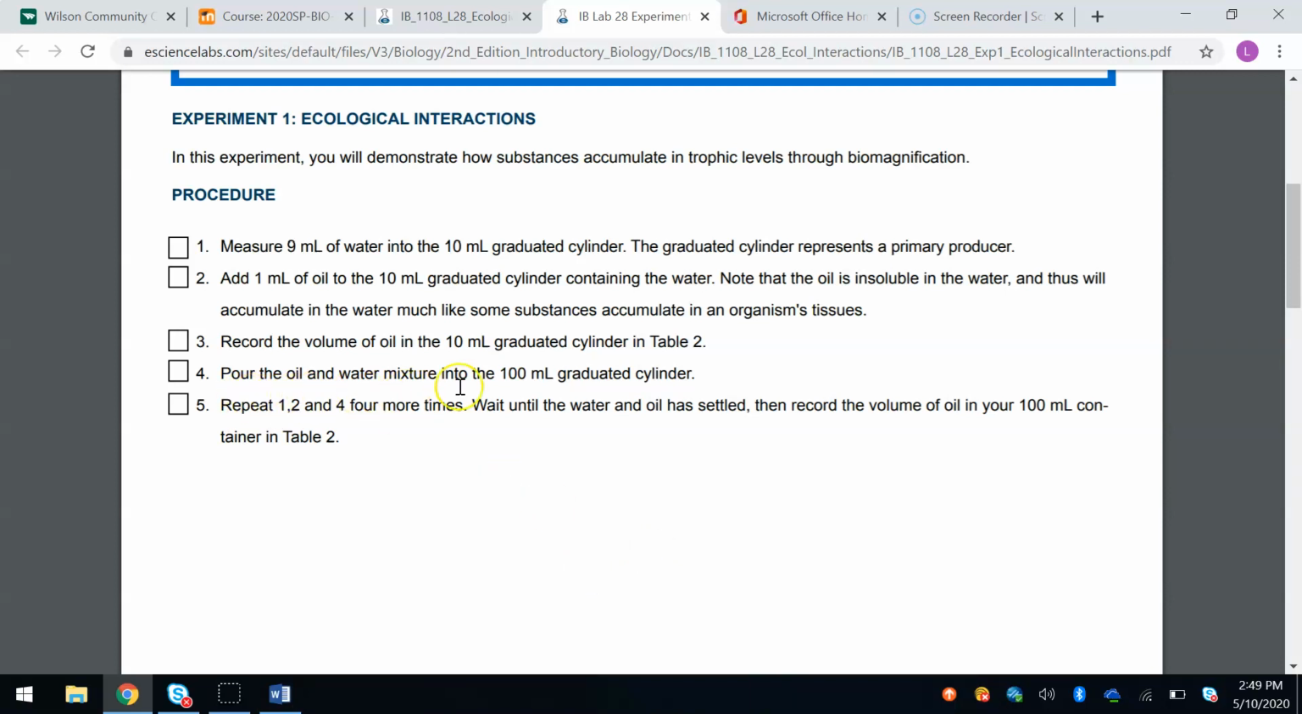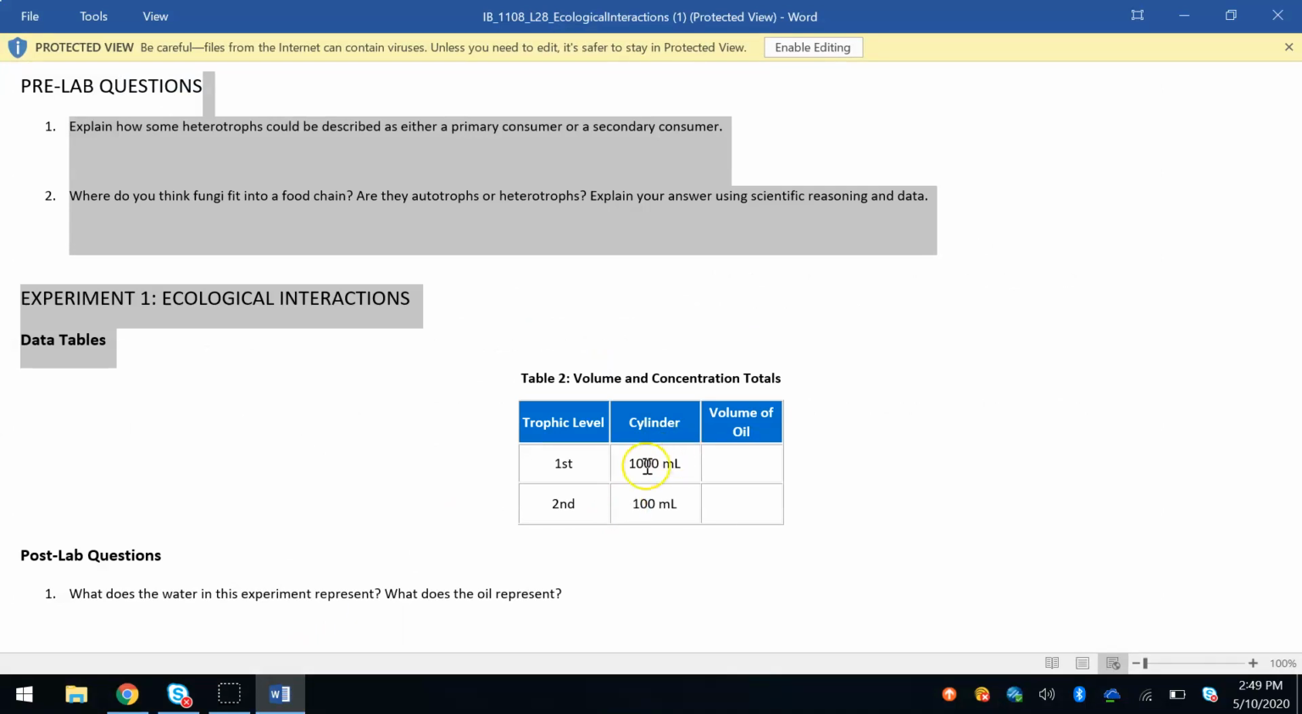So step 4, pour the oil and water mixture into the 100 milliliter graduated cylinder. And then repeat 1, 2, and 4 more times. Wait until the water and oil has settled, then record the volume of oil in your 100 milliliter container in table 2. Okay, so first of all, it's looking to me that for the first trophic level, that should be a 10 milliliter cylinder and not a 1,000 milliliter. And then for the second, it should be a 100 milliliter cylinder.